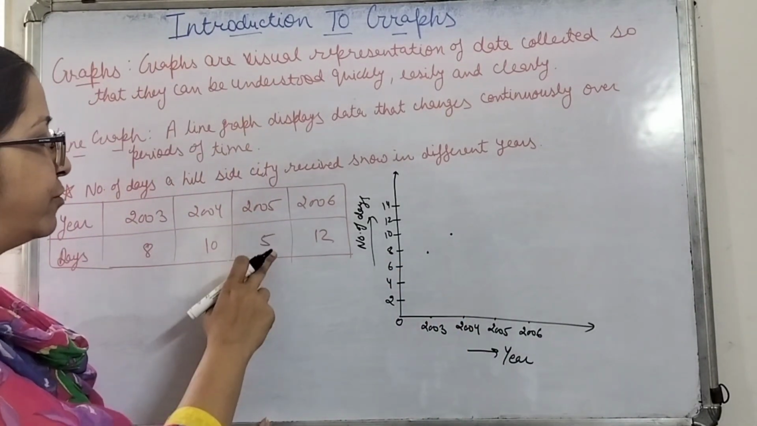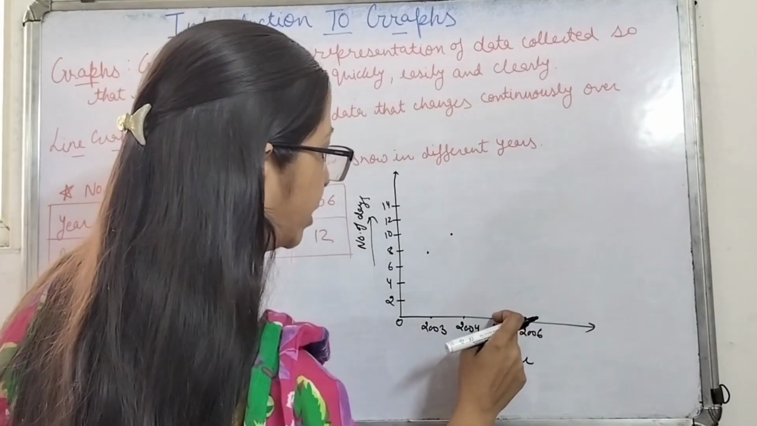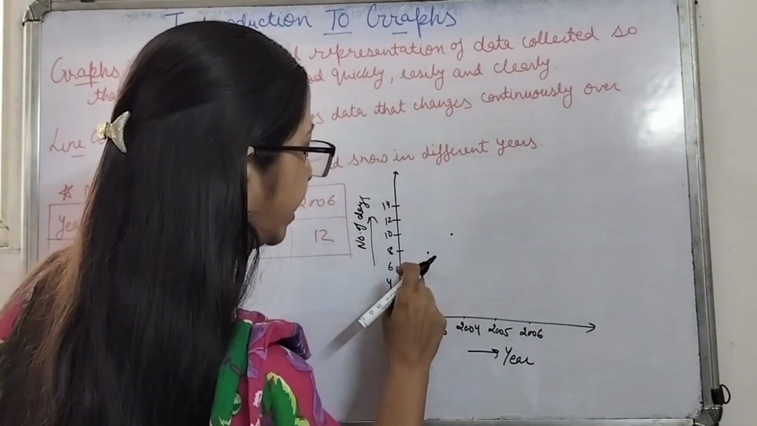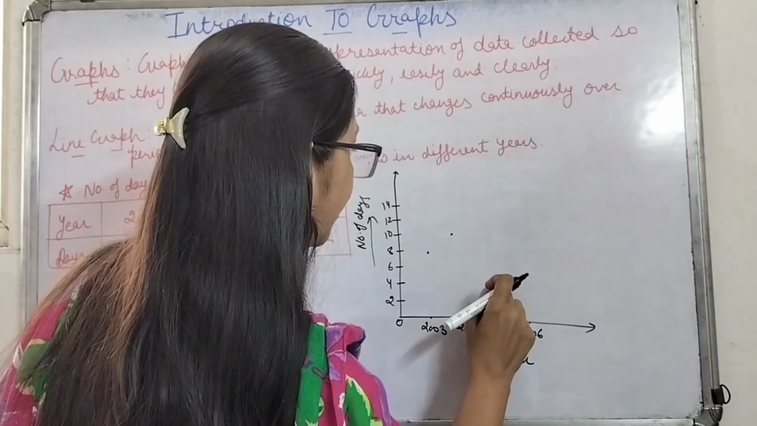In the year 2005, the number of days was 5. So for 2005, the number of days will be 5. That will lie in between 4 and 6. So from here, we will be moving up.